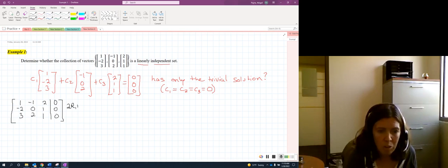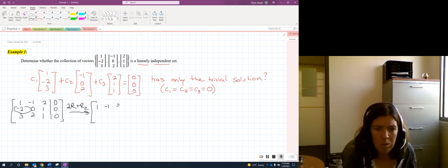So we could do 2 times row 1 plus row 2. That'll get us a 0 in this entry here. My matrix gets sloppier with every step. Because this would be 2 plus negative 2, and then this would be negative 2 plus 0. 2 times this, so 4 plus 1, and 0 plus 0.